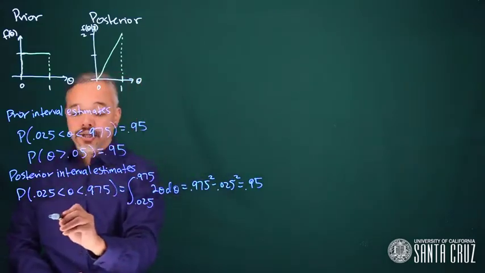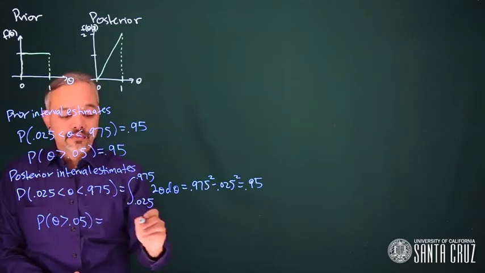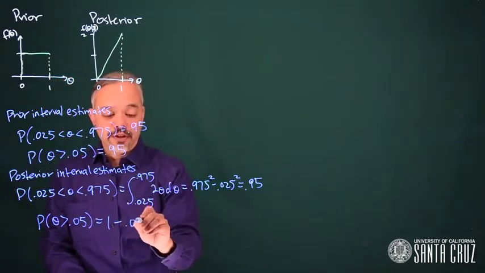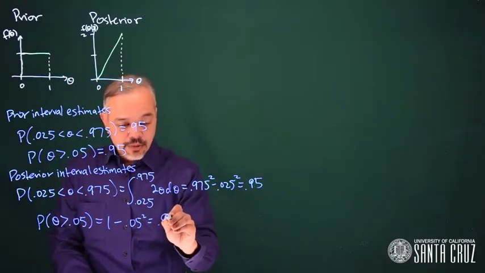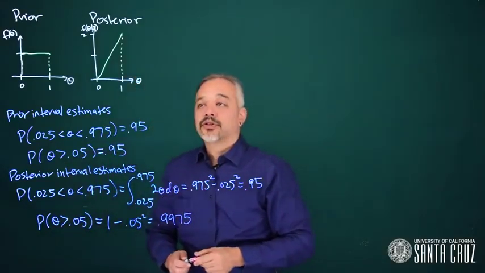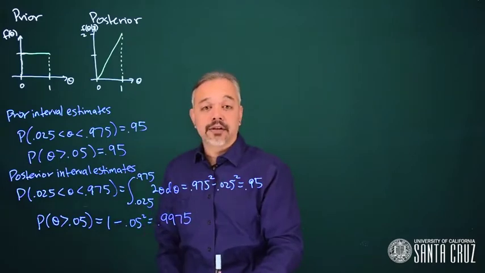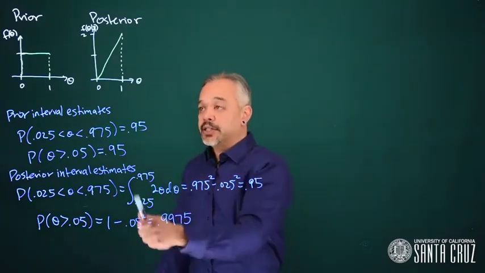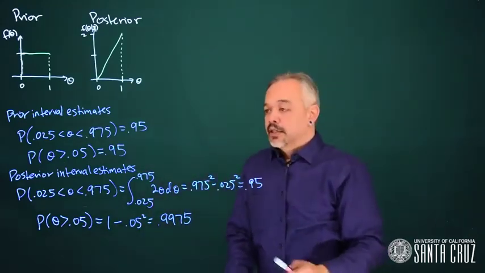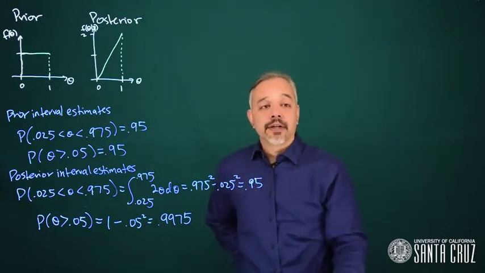However, if we ask the second question under the posterior, what's the probability theta is bigger than 0.05? When we run through the integral, this is 1 minus 0.05 squared, and this turns out to be 0.9975. There's very little chance now that theta is less than 0.05, having observed a head. This is a big change from the prior to the posterior. Now we're looking at intervals we would get from the prior and asking what their posterior probability is.